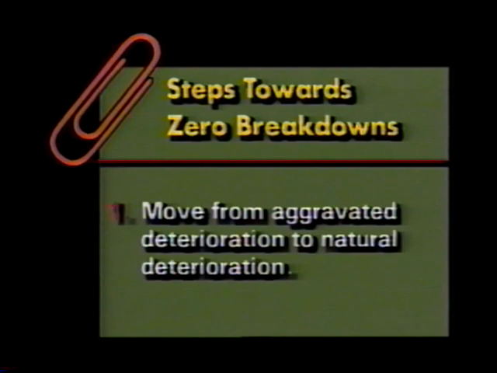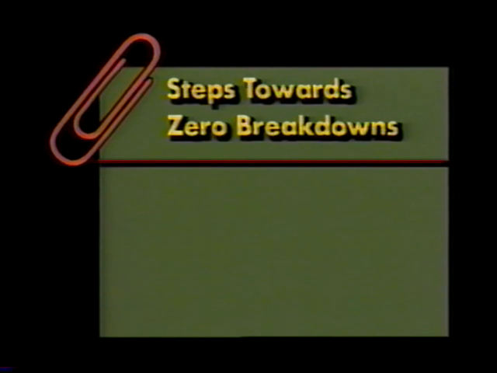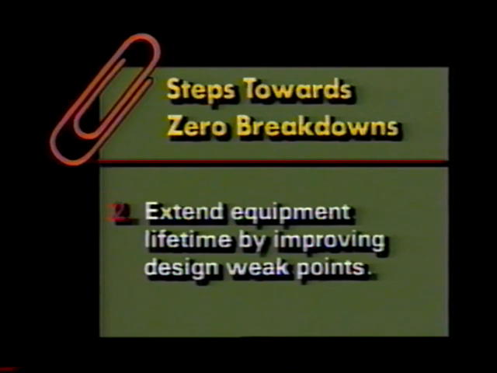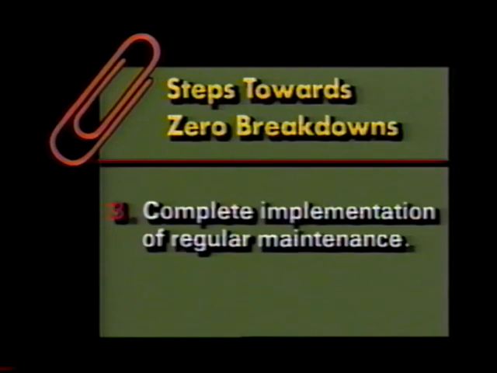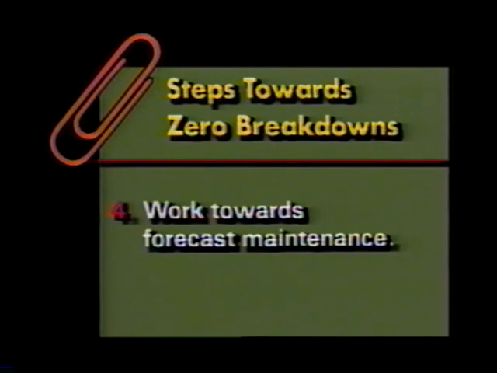Here are the 4 basic steps towards zero breakdowns. 1. Move from aggravated deterioration to natural deterioration. 2. Extend equipment lifetime by improving design weak points. 3. Complete implementation of regular maintenance. 4. Work towards forecast maintenance.